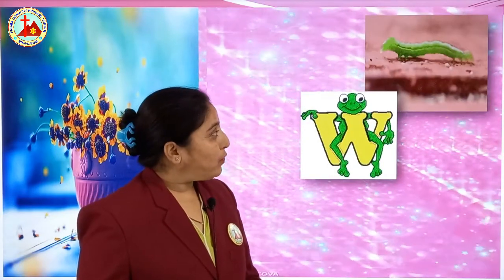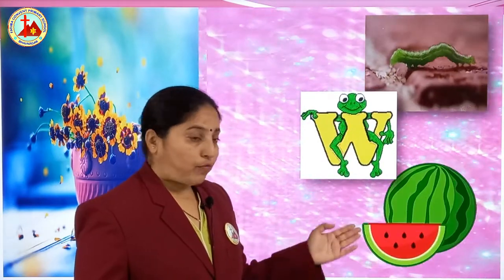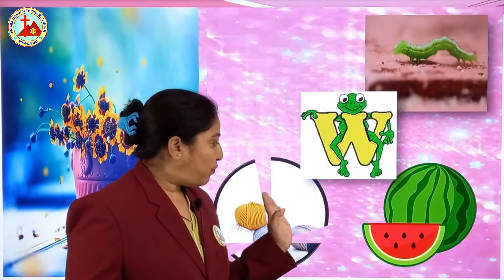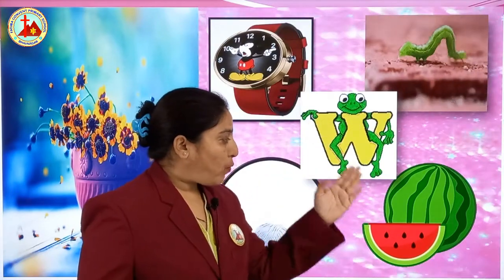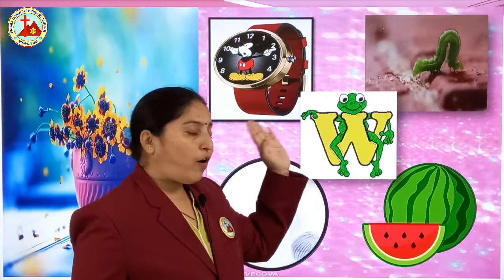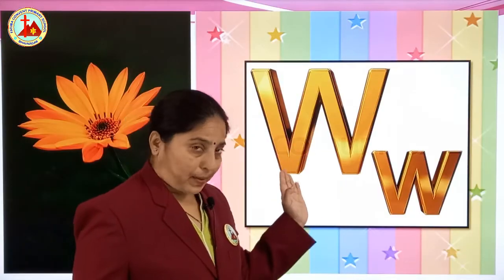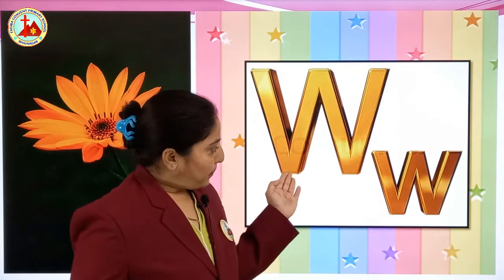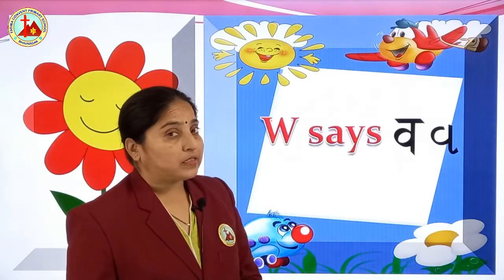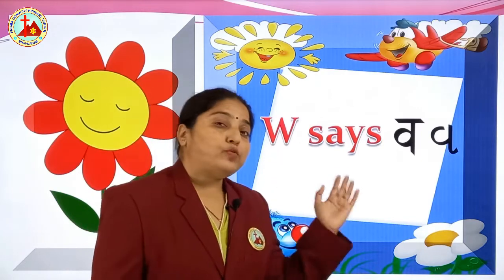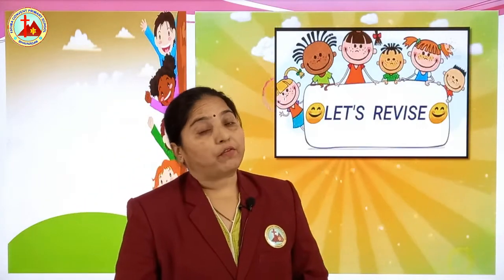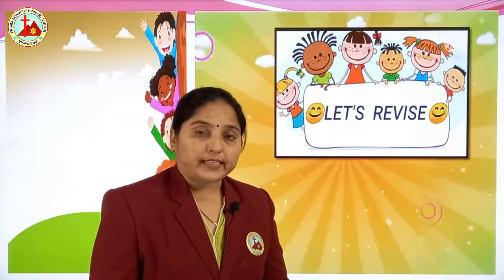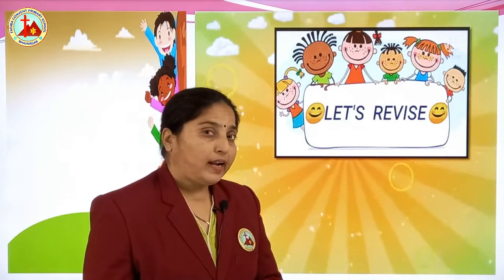Now which one is left? W. W for worm, W for watermelon, W for wool, W for watch. This is capital W, small w. What is the sound of W? W says wa, W says wa. See children, today we have revised the pictures related to letters Q, W and X.